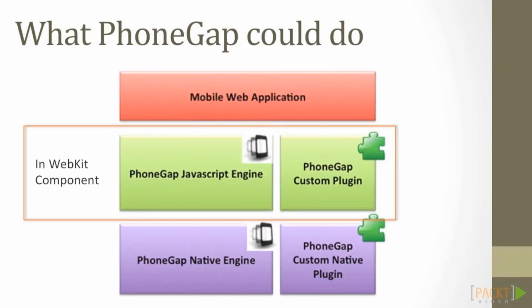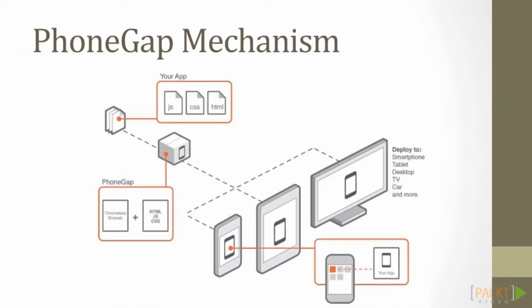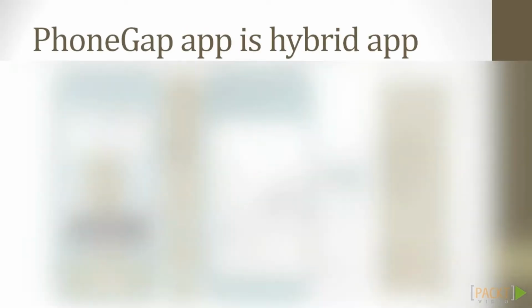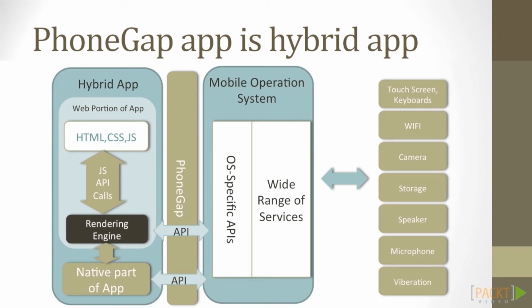So how does PhoneGap work? PhoneGap wraps a WebKit component for different mobile platforms to run the web code, and adds JavaScript interfaces so that the native functionalities can be invoked in the web code. An app running inside the native container, rendering web pages, and also accessing device capabilities is called a hybrid app. PhoneGap is a hybrid app platform.